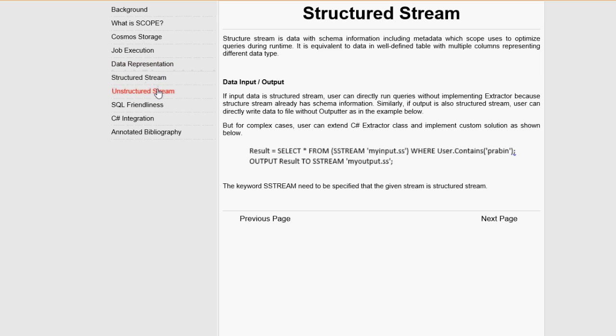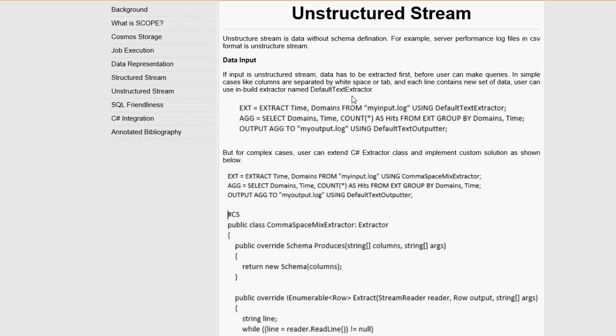But in case of an unstructured stream, things get a little bit complicated, because unstructured data doesn't have any schema information. So if you want to input data, the data has to be extracted first, because you need to tell how you want to parse the data. In simple cases, like if the columns are separated by white space or comma delimited, the user can use a built-in extractor named default text extractor.